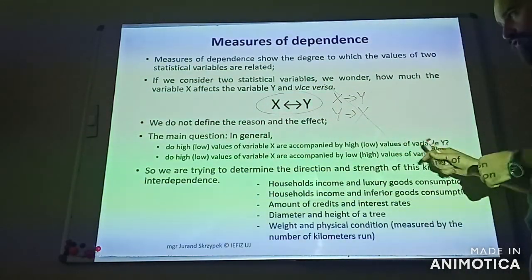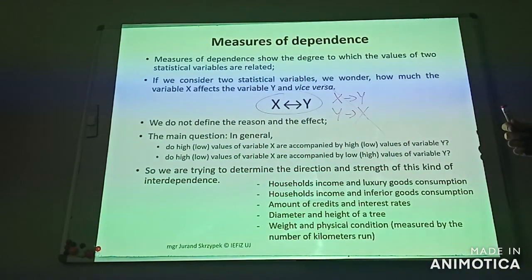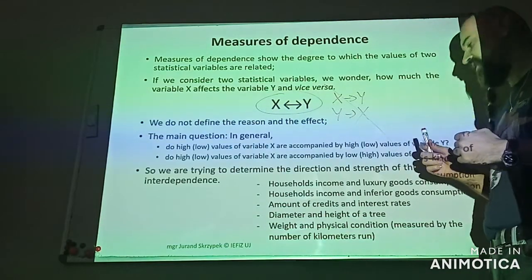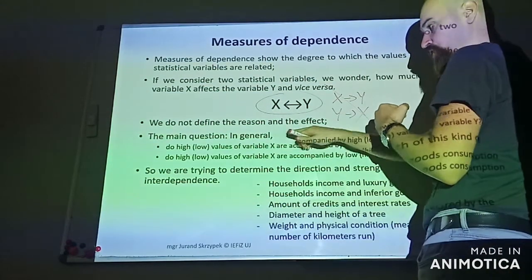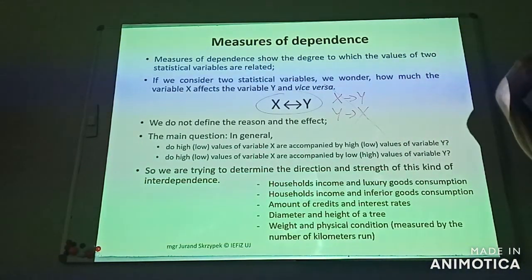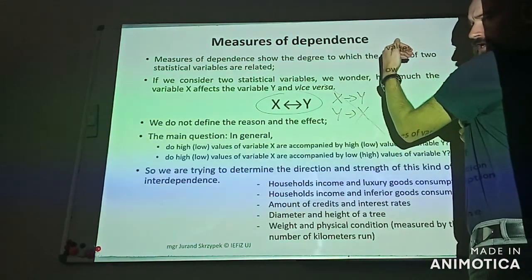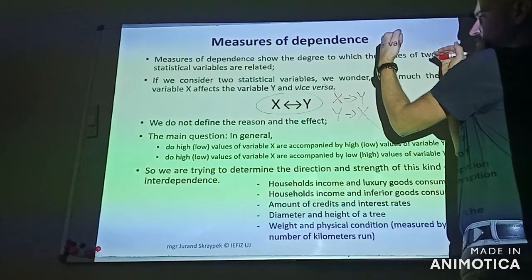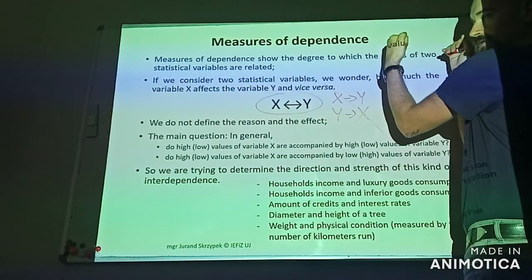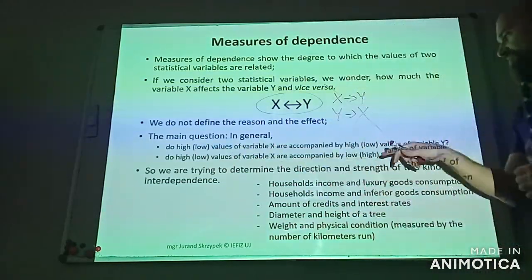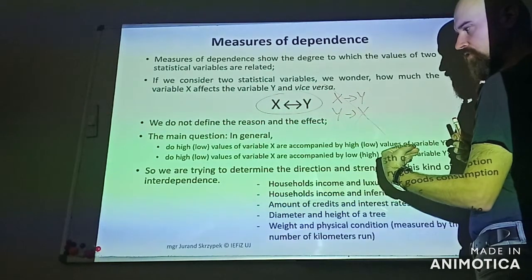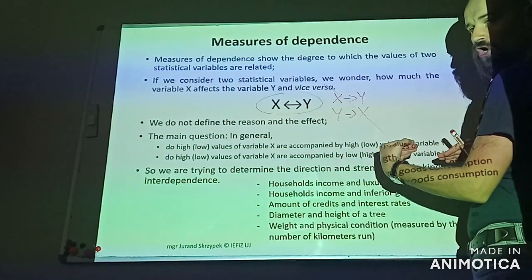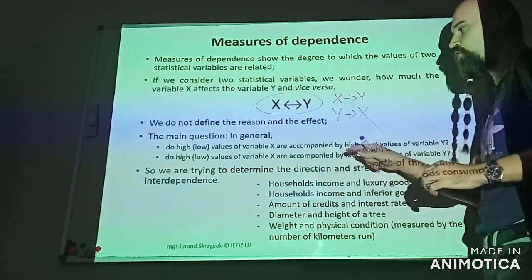In general, are high values of variable x accompanied by high values of variable y? High and high values. In other words, do we observe, in general, of course, because we are talking about an overall statistical tendency, high values of variable x and simultaneously high values of variable y? Or, in other words, as you can see in the bracket, do we observe low values of variable x and simultaneously low values of variable y, of course in general?